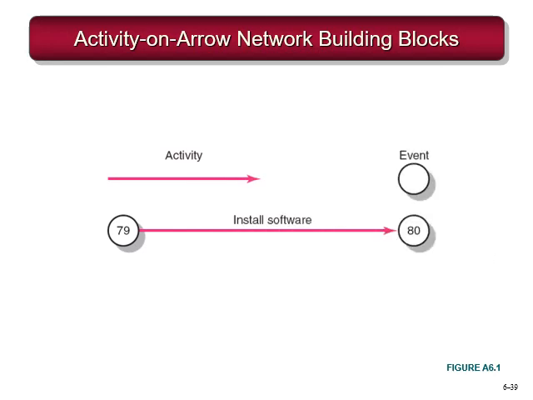Activity on arrow. So if you remember, I had drawn something similar in the very beginning of my presentation. We have two nodes, node 78 and node 80, and connecting them is an arrow which represents an activity: install software.